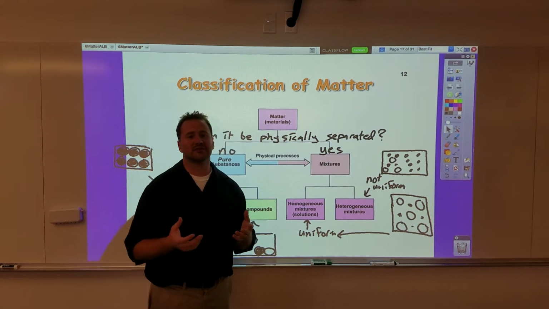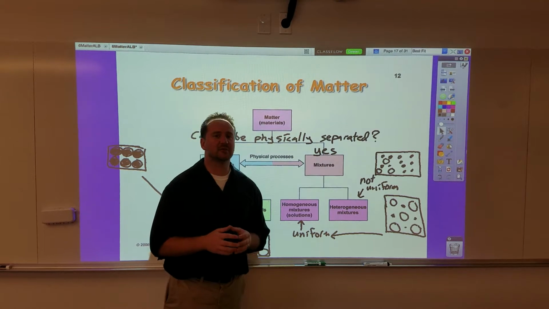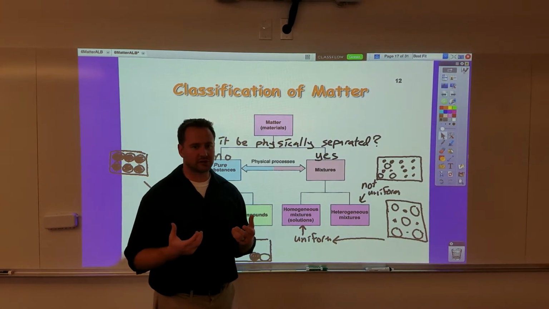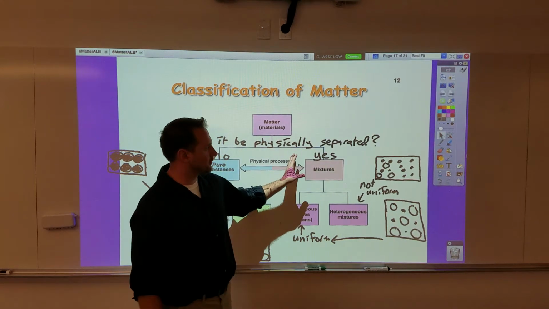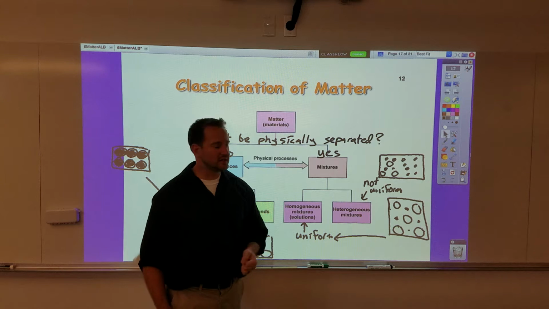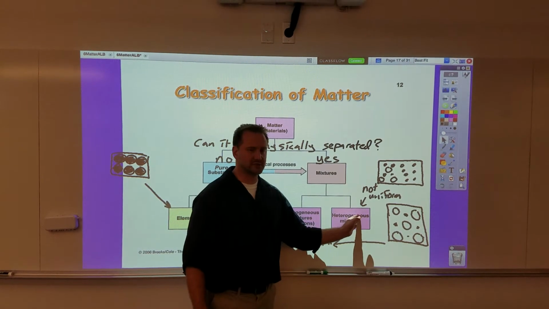In order to do that, you have to ask yourself, can it be physically separated? And what that means is to be separated into more than one substance without having a chemical reaction performed. So if it can be separated into more than one component, then we have a mixture. And mixtures can either be homogeneous, or like a solution, or they can be heterogeneous.